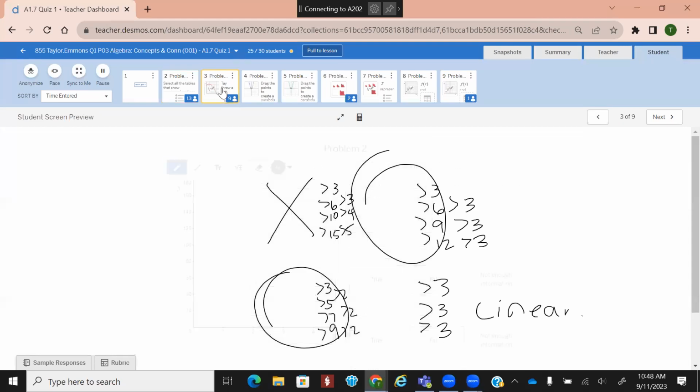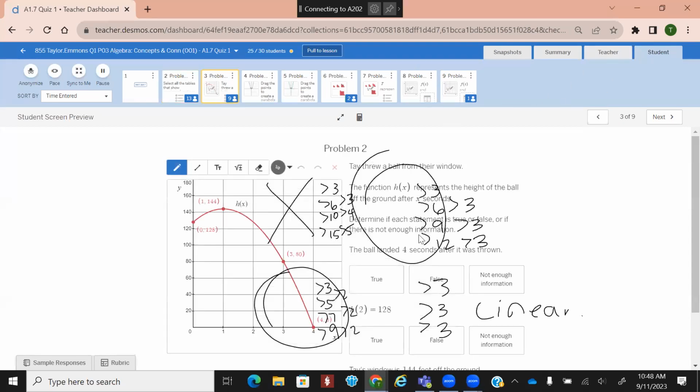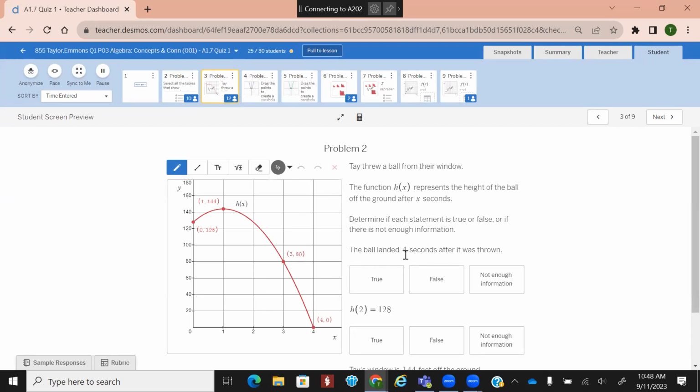On problem 3, or slide 3, we're using this function. The ball landed 4 seconds after it was thrown. Is that a true statement? Yeah. Think about this really quick. Read this again. This represents height, and this represents the amount of seconds that it was on the ground, or I'm sorry, in the air. So is this really representing that it landed 4 seconds after it was thrown?